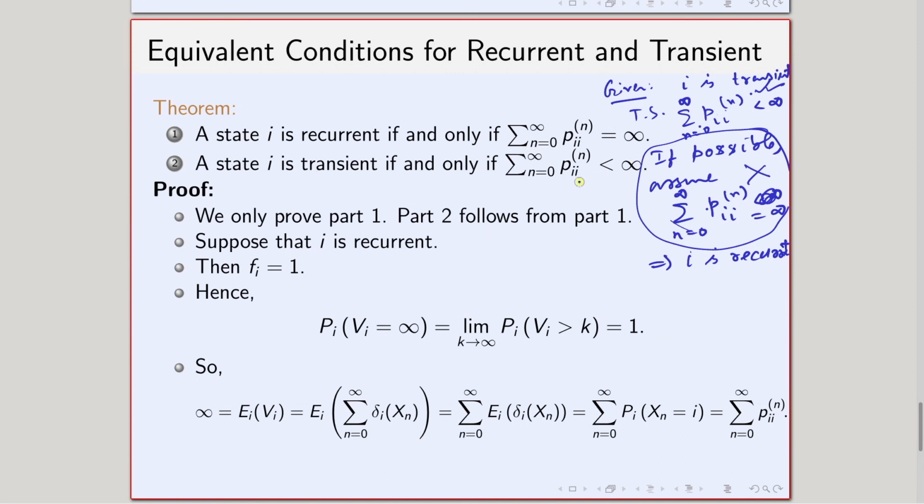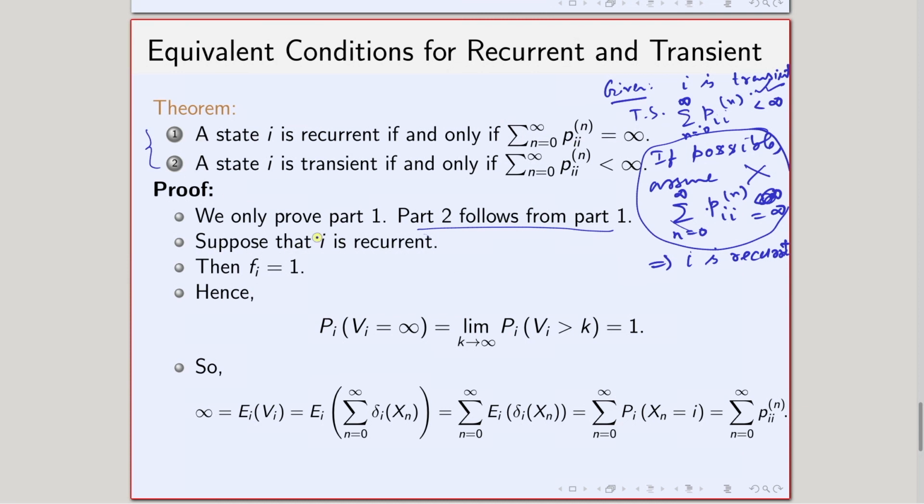Similarly, if I assume this sum is finite and, if possible, take I to be recurrent, then this sum has to be infinite, and that is a contradiction. So, clearly if this sum is finite, then I is transient. That means if I am able to prove the first statement, I am done with both statements, because the second statement automatically follows from the first by contradiction.